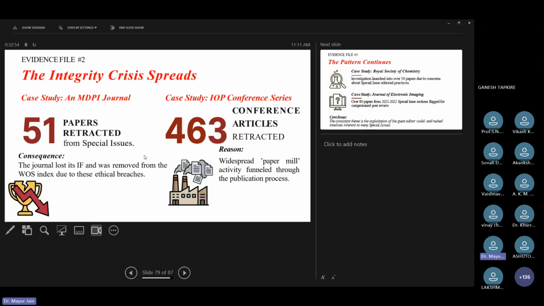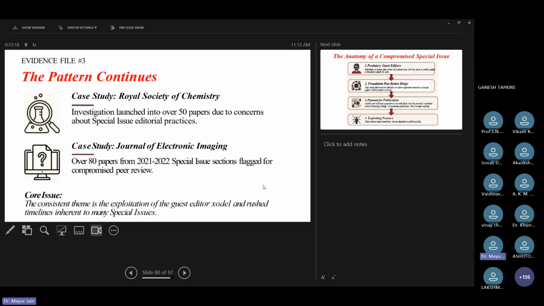The journal lost its impact factor and was removed from the WOS. Again, the indexing that they had achieved through good publication, unfortunately, they lost this Web of Science index due to these ethical breaches. And then case studies like IOP Conference Series also. They have retracted some papers, like 463. These are some of the data obtained from the websites.